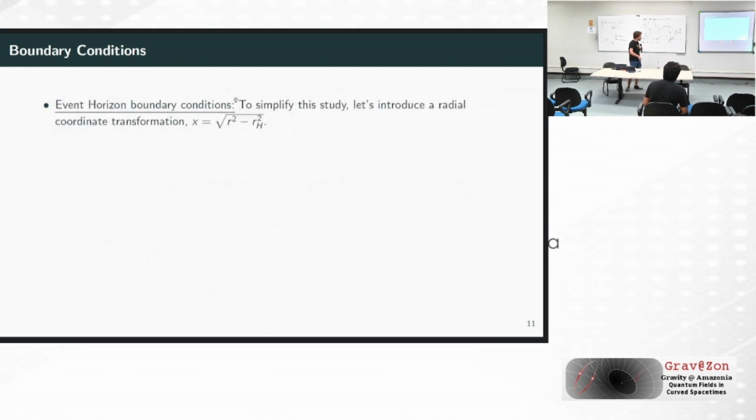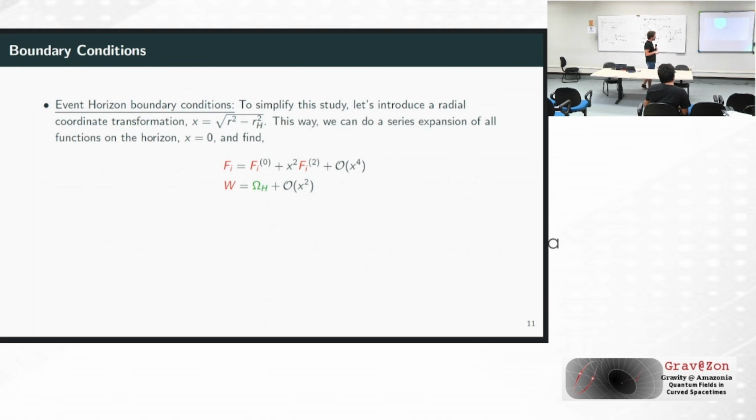Then you can also go to the other boundary, which is the event horizon. In this case, it's quite useful if you introduce a new coordinate transformation, this x. Basically, instead of having the radial coordinate varying from the radius of the horizon up to infinity, you go from 0 to infinity. And you do this because if you now do an expansion of the metric functions at x equal to 0, so at the horizon, you can show, and I will show you afterwards in a Mathematica file, that the expansions of the metric functions must go in this way.